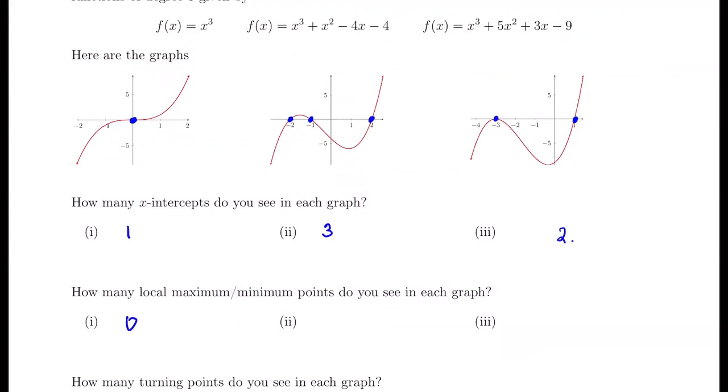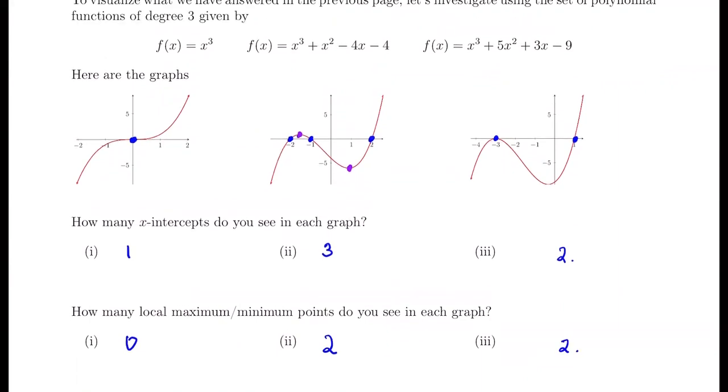We see that we have 1 local maximum and 1 local minimum. So how many in total do we have here? Well, we see that we have 2 of them. And same thing for the other graph. We would see that this point over here is a local max, and then a point over here is also a local min. So that means we have 2 as well.